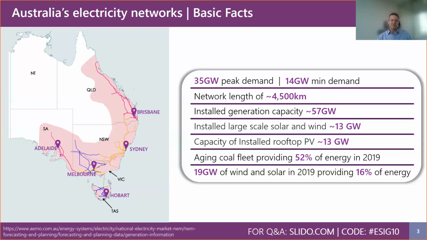On the other side, the NEM's coal-fired generation fleet provided about half of the generated electricity, while wind and solar made up around about 16%, with the balance then being provided by other sources such as hydro, gas, and so forth. The market structure of the NEM is an interesting one.